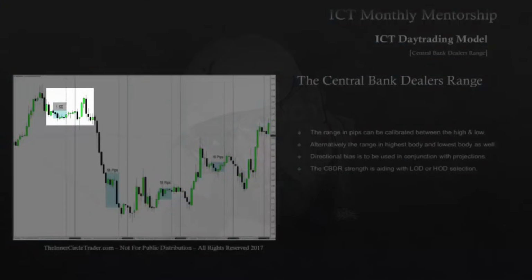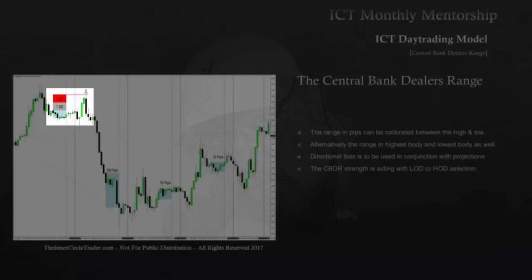For this first one, we have replicated that central bank dealers range, the little blue shaded area, and we duplicated that range and projected up one standard deviation. That's what the 1 SD stands for. And then a second standard deviation, which is basically the central bank dealers range total pip range, in that case 13 pips. We added 13 pips more and then added 13 pips more for a total standard deviation of 2.